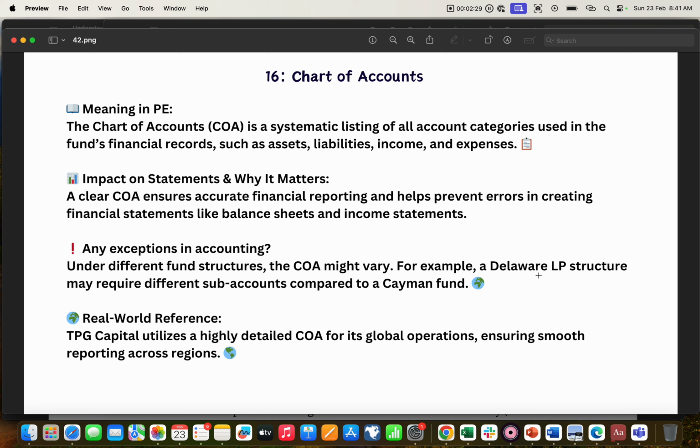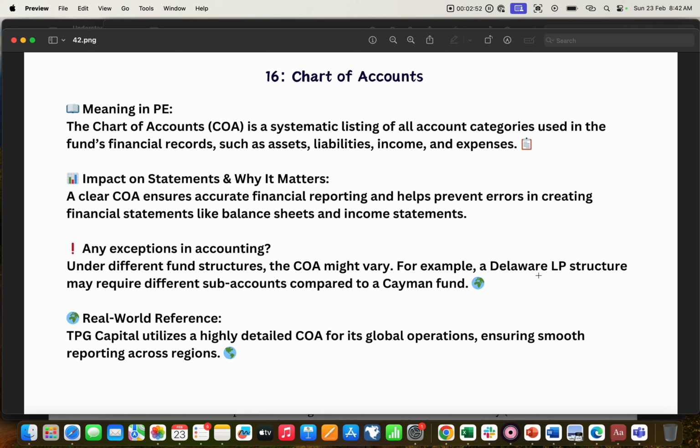So different funds have different checklists they have to maintain. In this term the GP will help make the checklist of what they require. According to that, the allocation will be decided in the COA, meaning chart of account, and then you can measure your main financial records: asset, liability, income, and expenses.